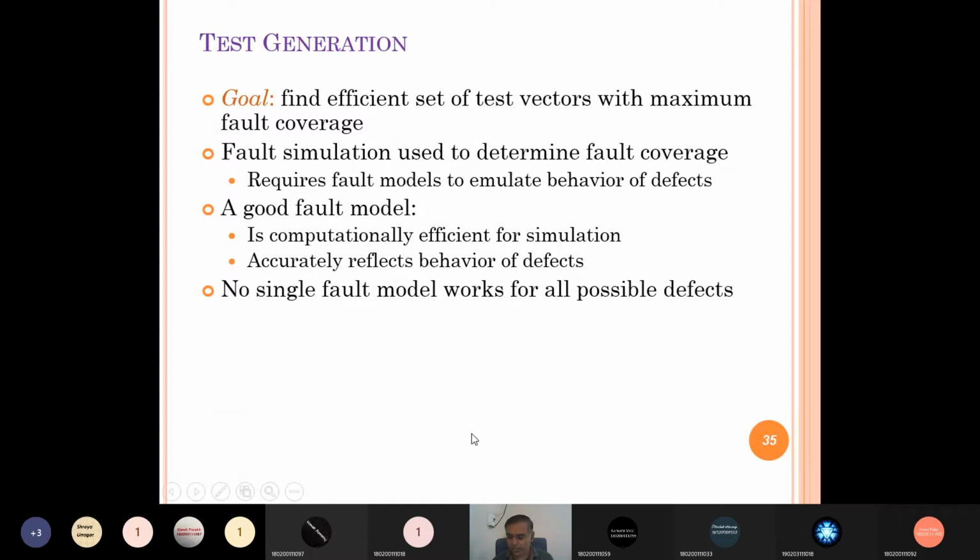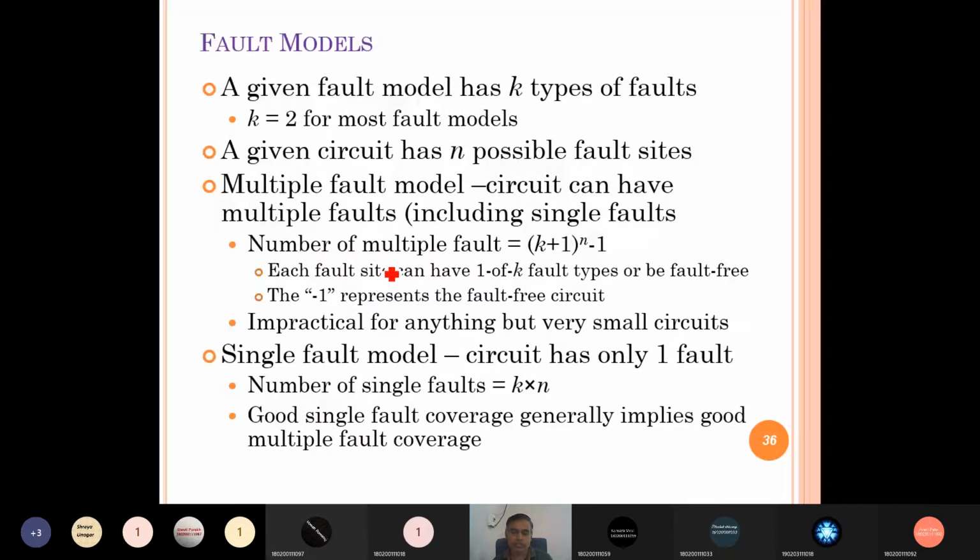So at the end of the last lecture, we reached up to this point. The goal is to develop an efficient test pattern. And a fault model should be computationally efficient, and must be an accurate reflection of the physical defects. So these are the goals of any testing and verification engine.